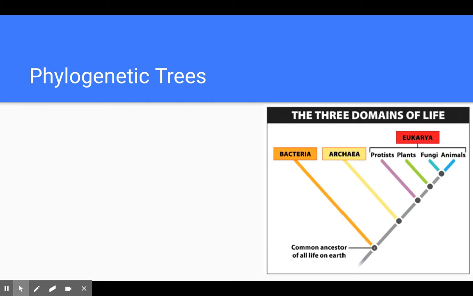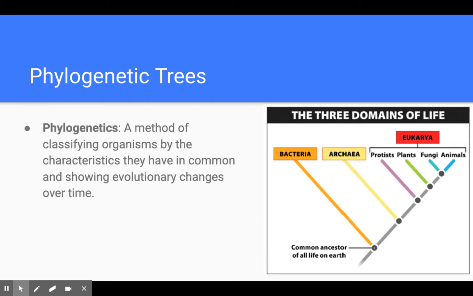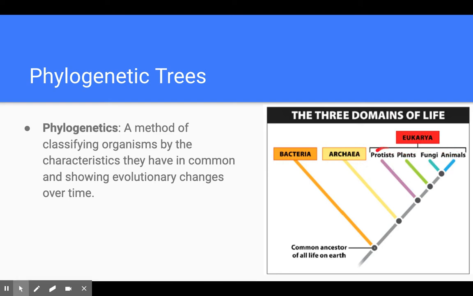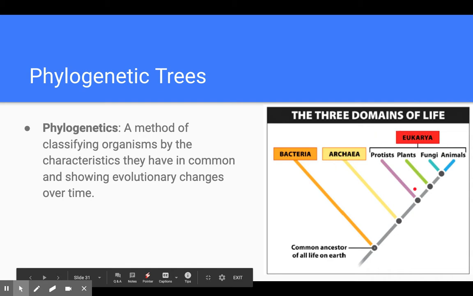So the first thing I want to do is just get some definitions. Phylogenetics is a method of classifying organisms by the characteristics that they have in common and showing evolutionary changes over time. So kind of how we talked about all the different kingdoms of life over here, the 3 domains of life are in boxes, and then we also have the kingdoms for the eukarya domain. We were able during our activities and learning about these kingdoms to figure out what things they had in common, how they were different. So this is a way for us to show what they have in common and also how they evolved over time.